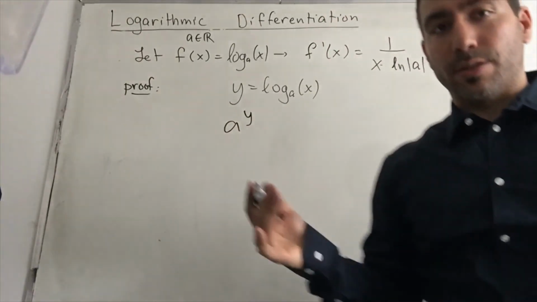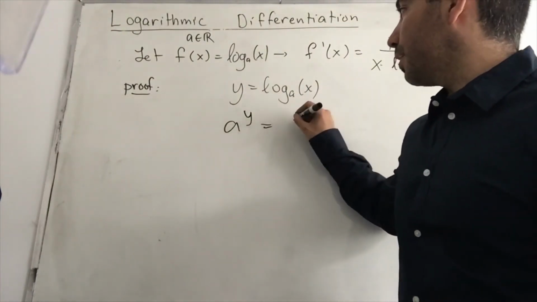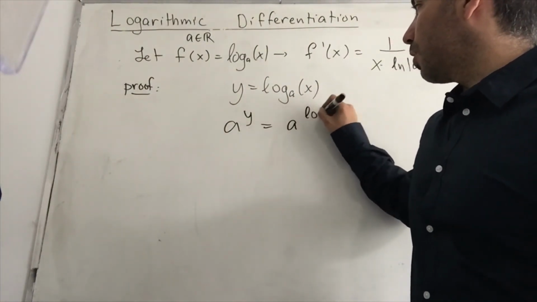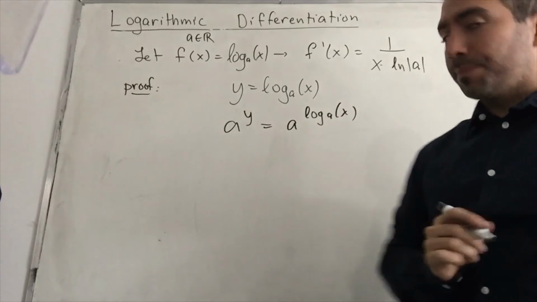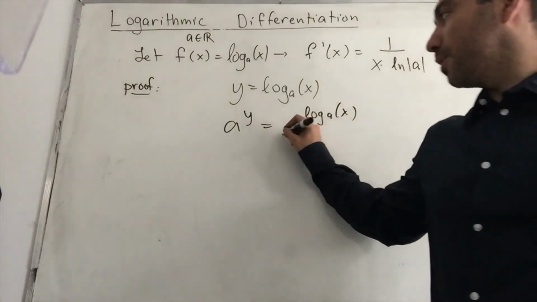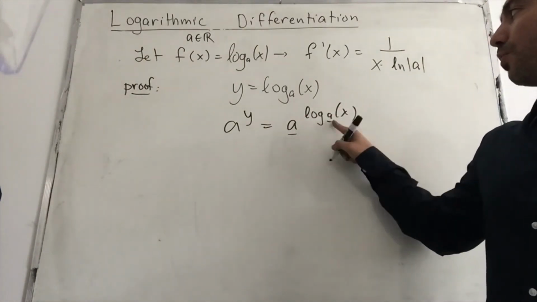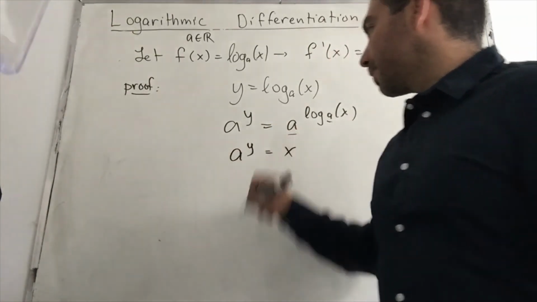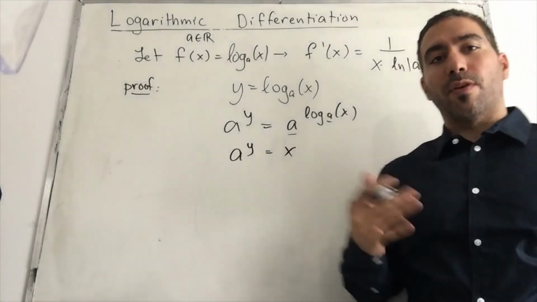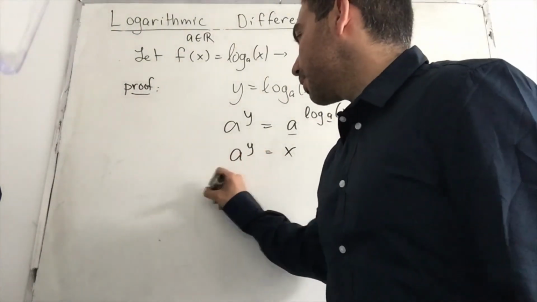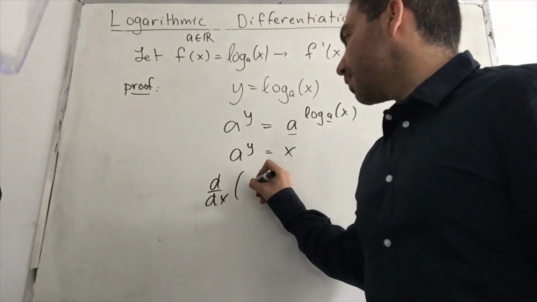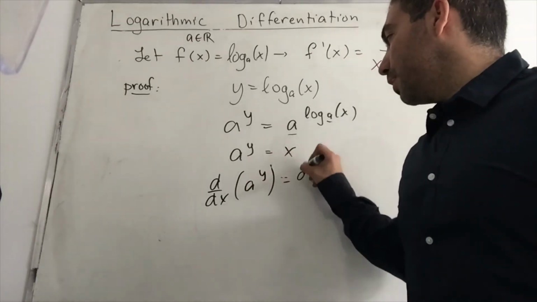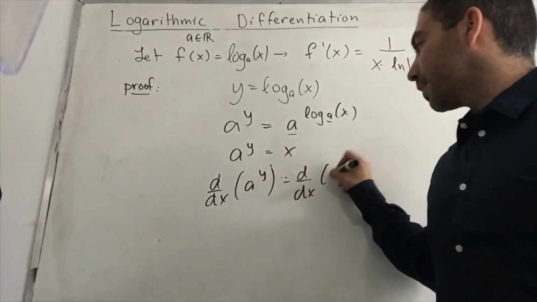I'm going to raise both sides to the a, giving us a to the y equals a to the exponent log base a of x. Okay. Since the base of the exponent matches the base of the log, the answer is what's inside the log, which is x. So we get a to the y equals x. So next we're going to take the derivative on both sides of the equation with respect to x. So d dx of a to the y equals d dx of x.